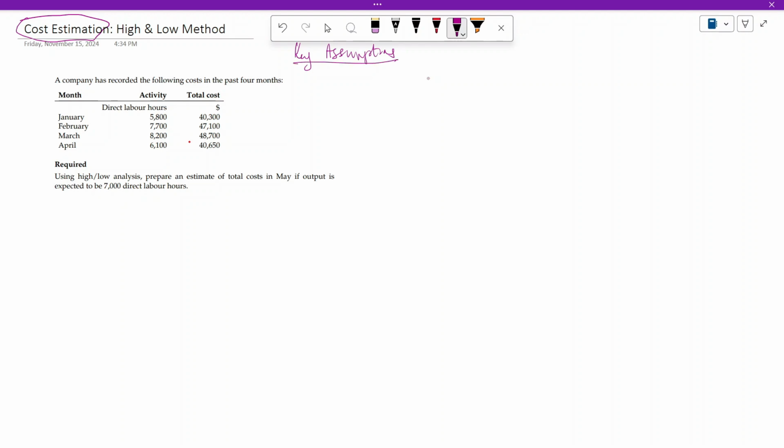Now, the first assumption is that fixed costs are the same in total at each level of activity.